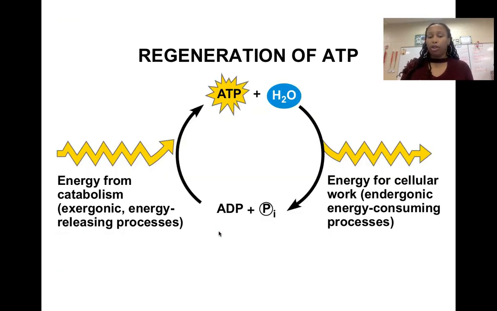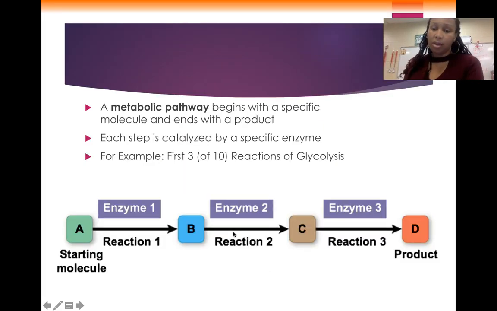ATP can be regenerated. ATP goes to ADP and inorganic phosphate through hydrolysis, and that releases the energy for cellular work. And then the energy from catabolism can be used to drive ADP and inorganic phosphate becoming ATP all over again. So ATP can be regenerated from the ADP and inorganic phosphate available in the cells.